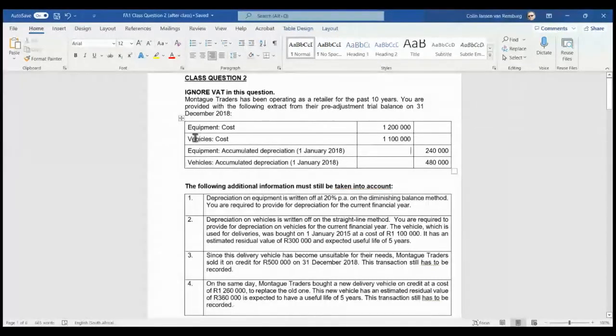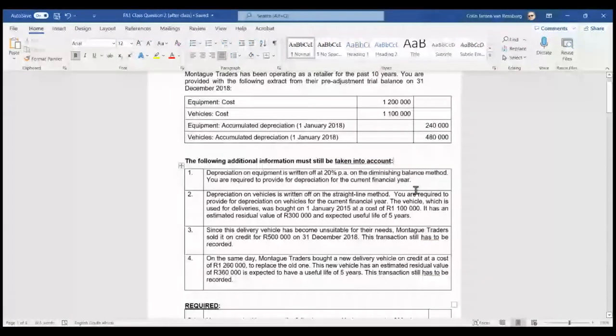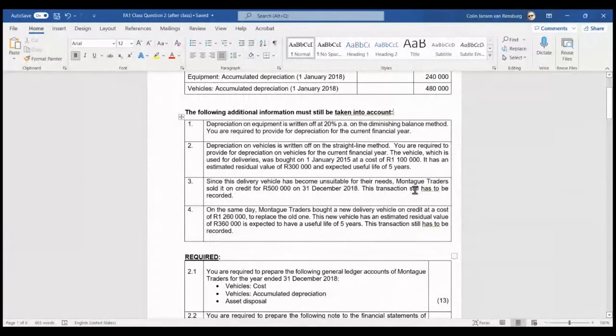Vehicles, so the account that accompanies the cost of vehicles is this one. Vehicles accumulated depreciation, also at the beginning of the year, ladies and gentlemen. So that depreciation expense for the year has also not been calculated. So the balance at the beginning of the year is 480,000. Okay, so now let's see what additional information they are providing here. They clearly say the following additional information must still be taken into account. So it hasn't been recorded or taken into account yet. We must still do that.